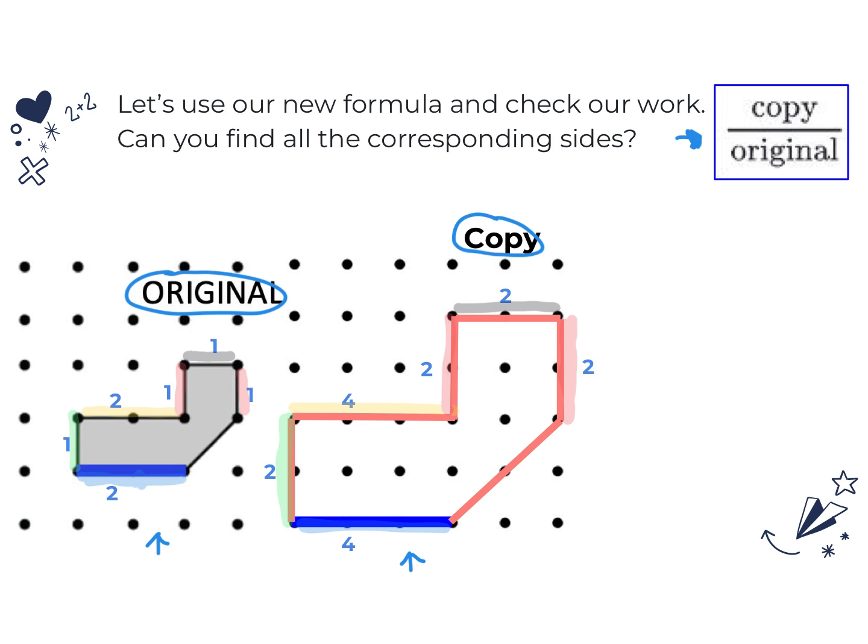When we talk about our copy over original, we have 4 over 2. When we reduce that fraction, we get a value of 2, and that should be our scale factor. We're going to do it like that.